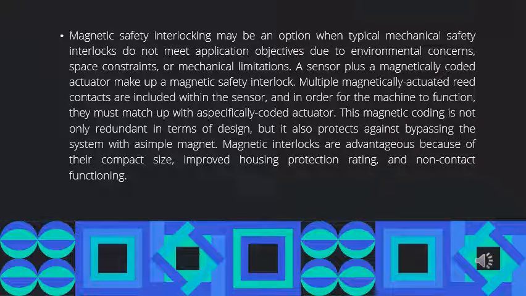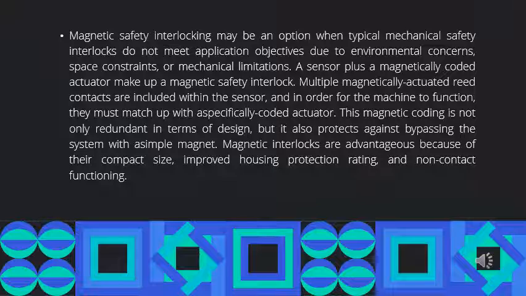Safety interlocking may be an option when typical mechanical safety interlocks do not meet application objectives due to environmental concerns, space constraints, or mechanical limitations. A sensor plus a magnetically coded actuator make up a magnetic safety interlock. Multiple magnetically actuated reed contacts are included within the sensor, and in order for the machine to function, they must match up with a specifically coded actuator.